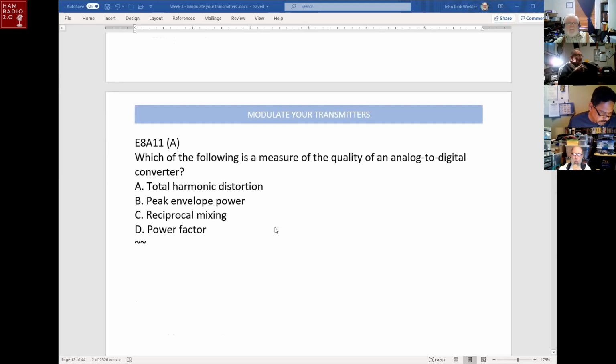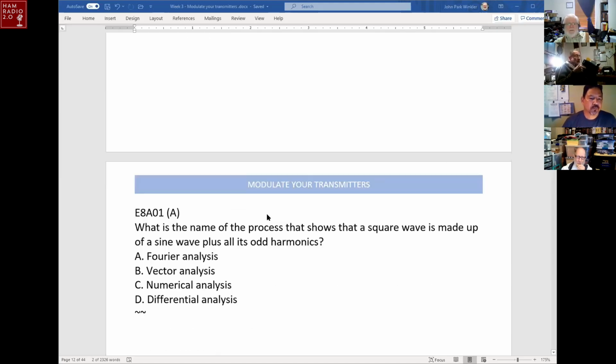Okay, A11. Which of the following is a measure of the quality of an analog to digital converter? And the answer is total harmonic distortion. The lower the harmonic distortion, the higher the quality of the digital. Peak envelope power has nothing to do with analog to digital. Reciprocal mixing, I don't know what that is. Power factor is a thing we'll talk about this afternoon, but it has nothing to do with analog to digital.